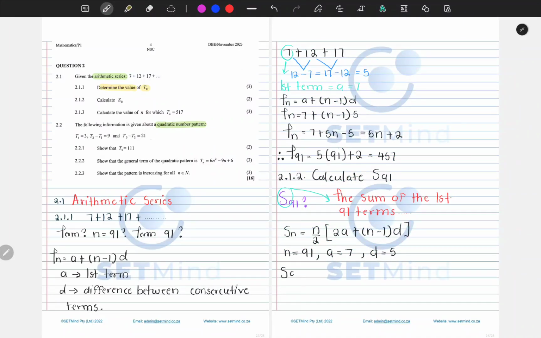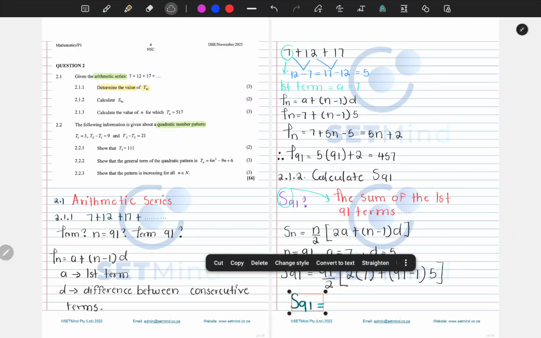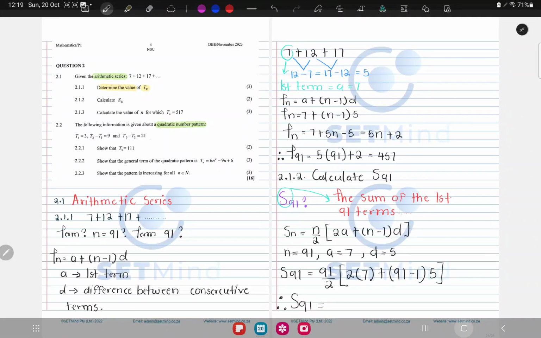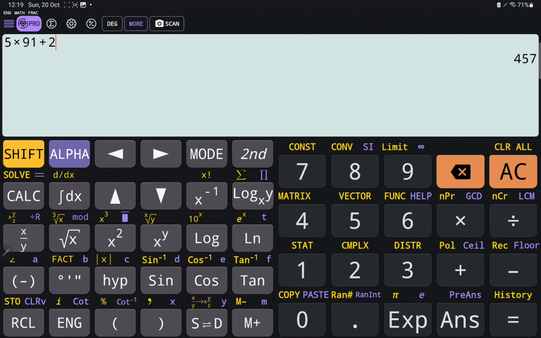So let's go ahead and put S91, and our n is 91, so I'll have 91 divided by 2. Then I'll have 2 times our a, which is 7, plus our n, which is 91, minus 1 times our d, which is 5. So let's take our calculator and find the answer for S91 and see what we are getting. So therefore, S91 will be, let's get our calculator.